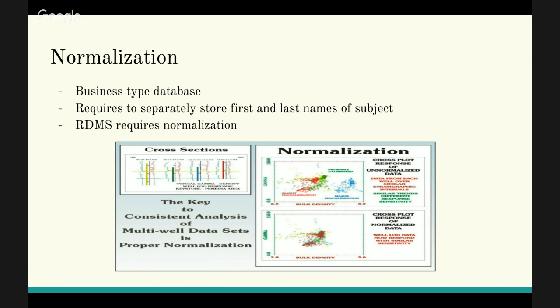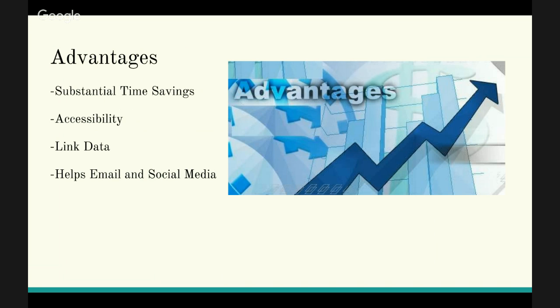And here's normalization. Normalization is specifically a business type database. In the database, you must store the first name of the specific subject and the last name of the specific subject into different categories. Normalization minimizes data redundancy, in other words, a large amount of unneeded data. And relational database management systems require normalization.